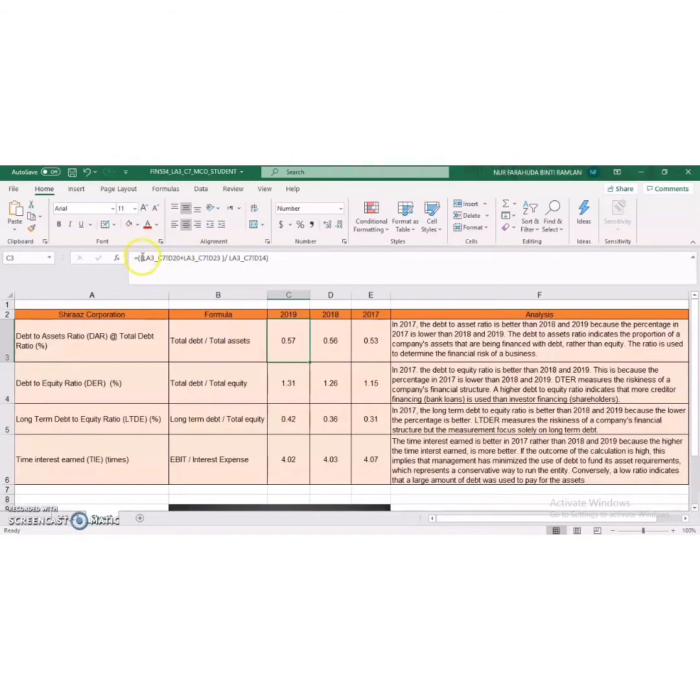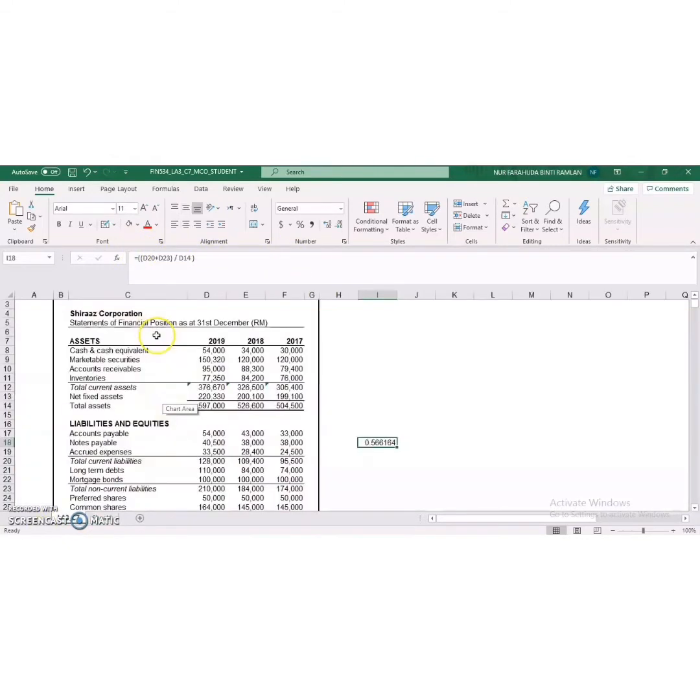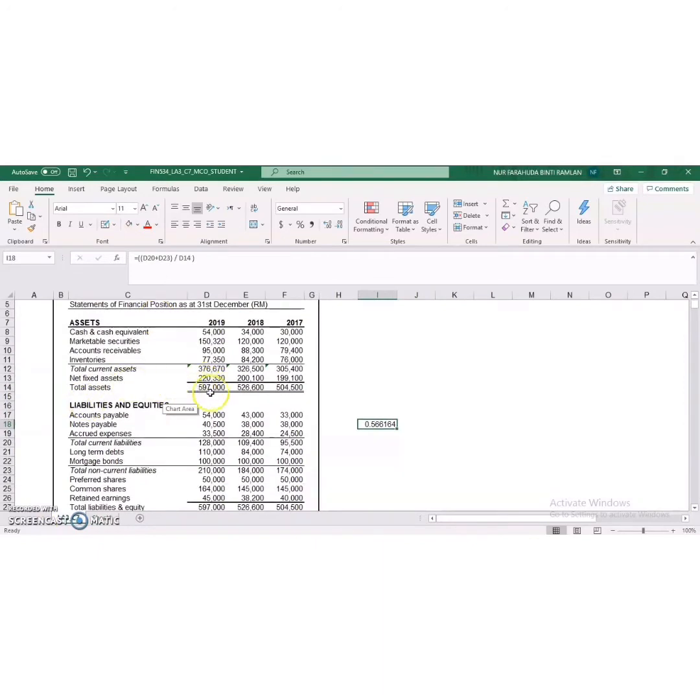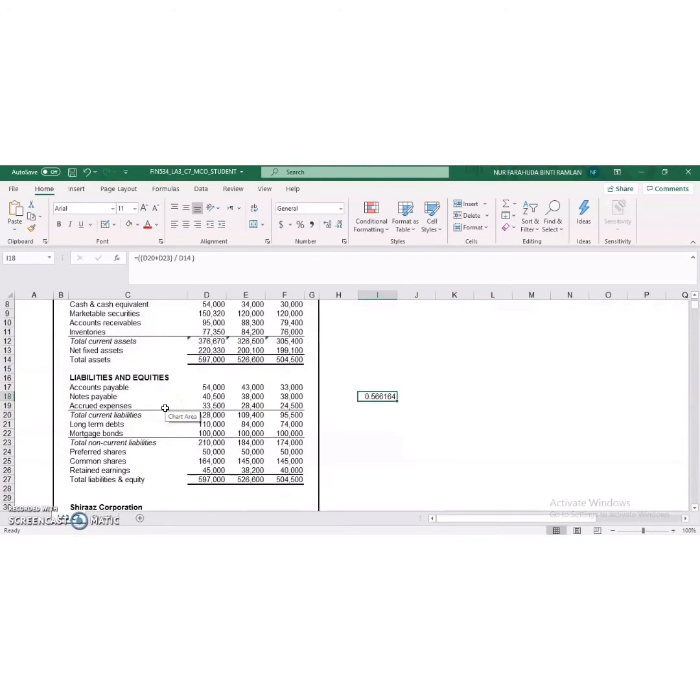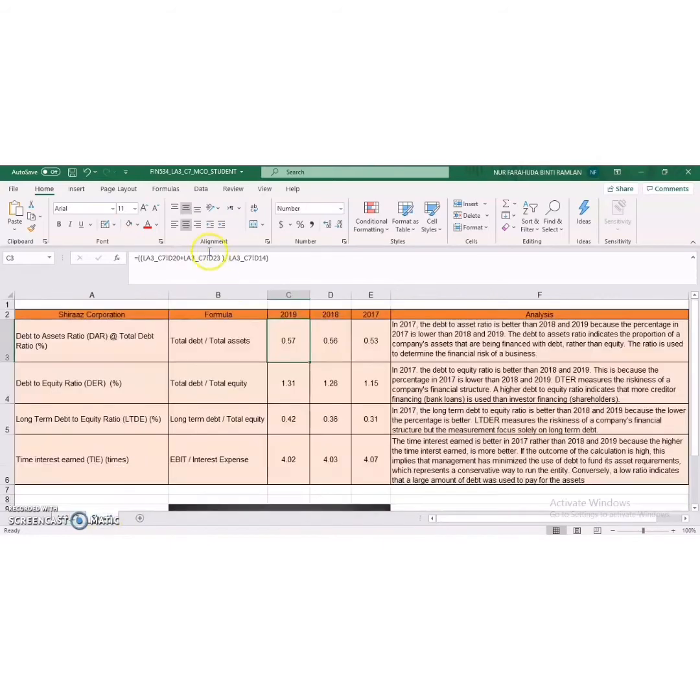Okay, for the first one, where we get this value is from the financial position. Total asset is given, but the total debt is not given. So how to calculate the total debt is total current liability plus total non-current liability. So we put it here and divide by the total asset, and we close the bracket, and then we click enter, and we can get the answer.